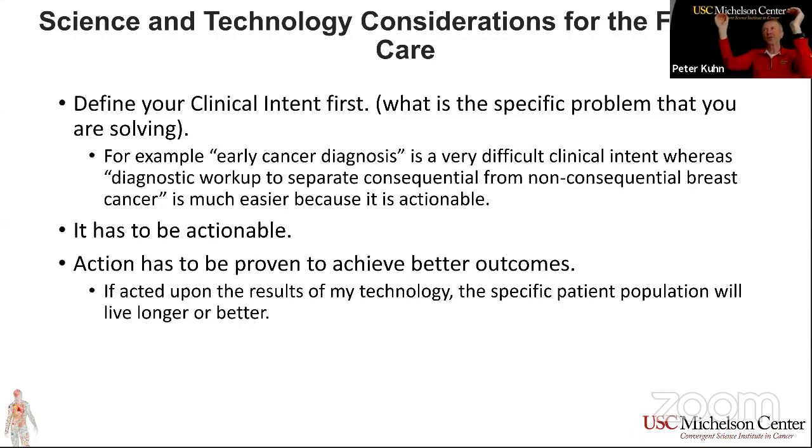Define your clinical intent first. So what is the actual specific problem that you're trying to solve? For example, in our world, a lot of people talk about, oh, I want to work on early cancer diagnosis. Well, that's really hard, because finding a cancer at any given size is oftentimes not even all that hard. The hard part is the clinical intent, meaning I want to improve the diagnostic workup that can separate consequential from inconsequential cancer.